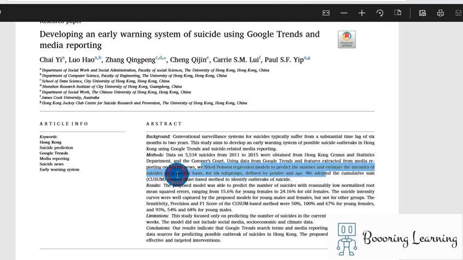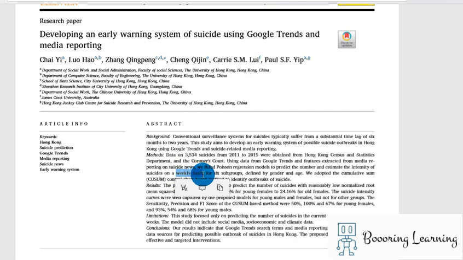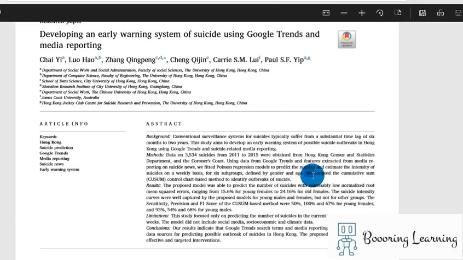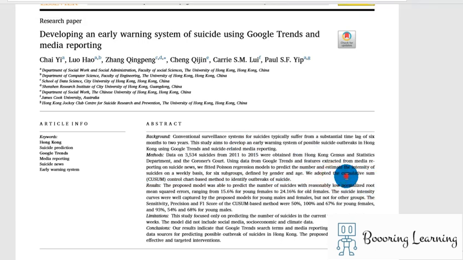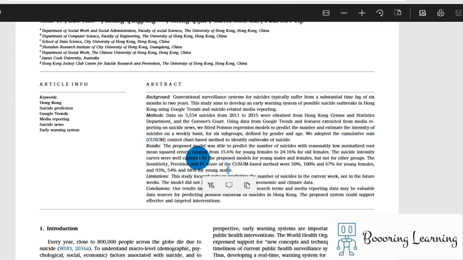It's a weekly basis probably because Google Trends offers weekly information for 6 subgroups, and it is defined by gender and age. So gender and age are also used. We adopted the cumulative sum control chart-based method to identify outbreaks of suicide. So if you want to apply similar research, you have to search for similar methods.